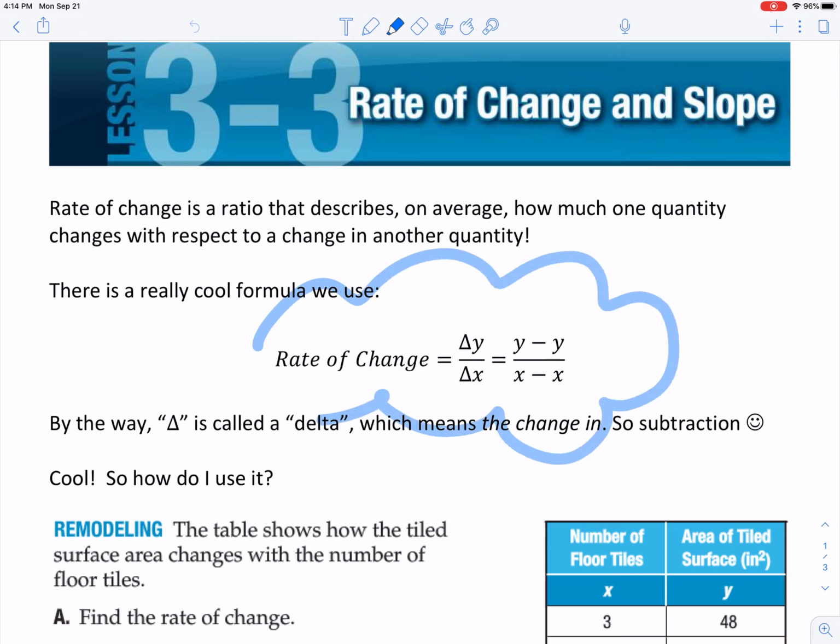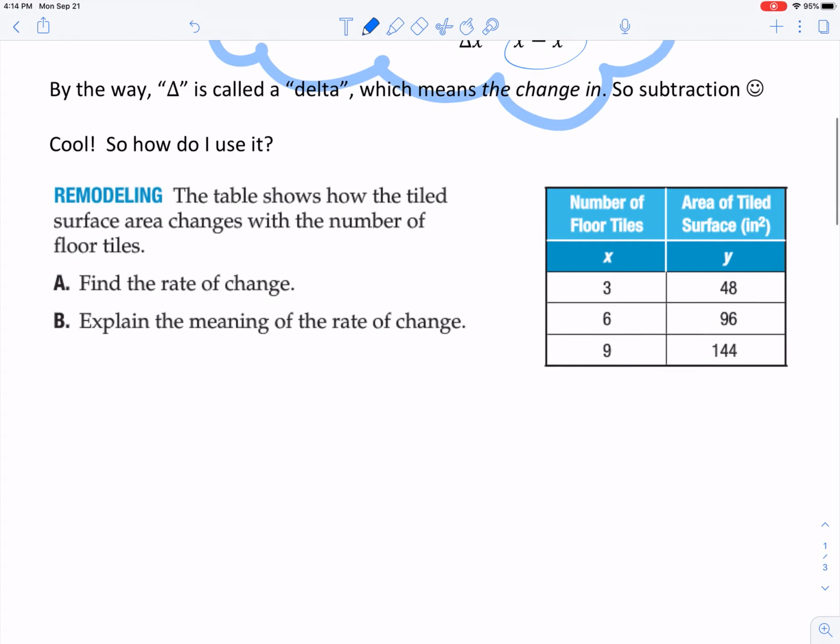The formula is delta y over delta x. By the way, delta just means the change in. So when you want to find a difference, a change, that's going to be subtraction. So y minus y over x minus x. So here's how we use it. When it says find the rate of change, you're going to find 2 points from the table and find that slope or that rate of change.